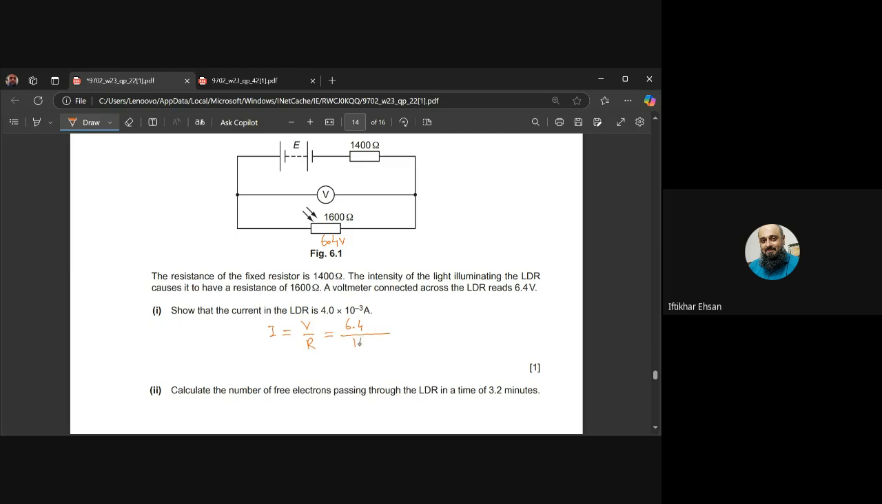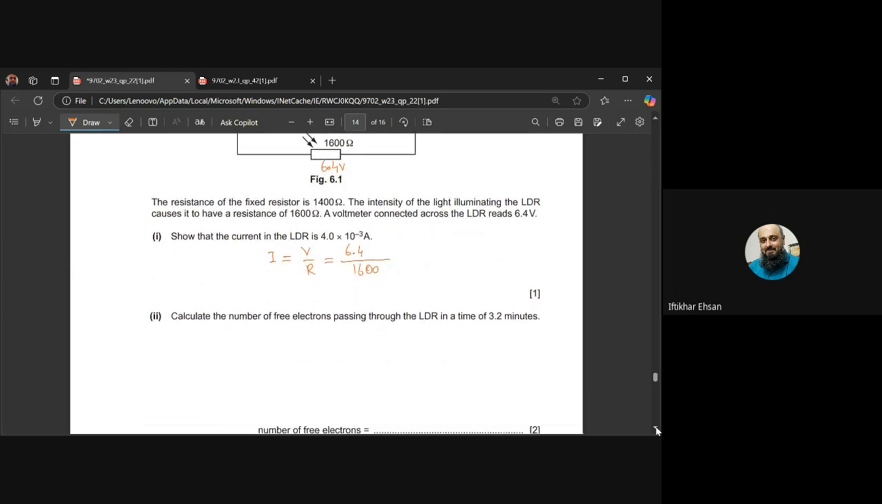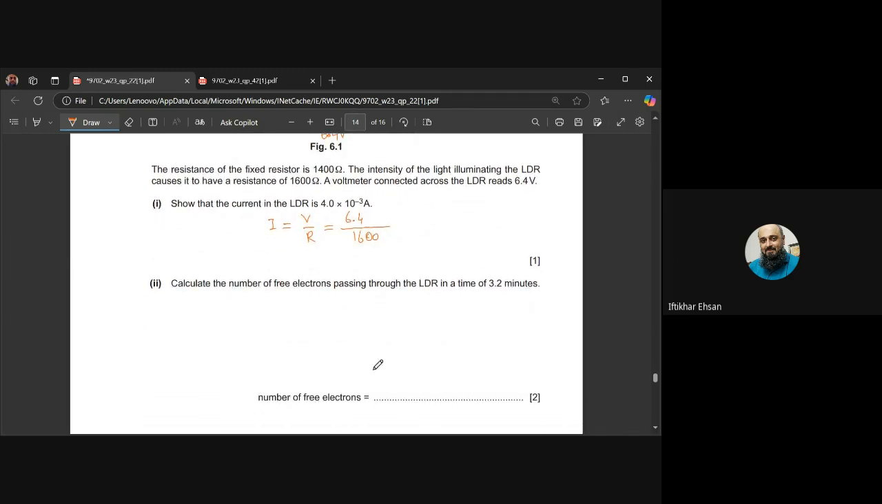What is the resistance? 1600. You will get the answer. I hope you can do that. Next, calculate the number of free electrons passing through the LDR in this many minutes. Beta, the number of free electrons is capital N. So the formula is I is equal to NE over T. We know the value of E, and the value of time is given.